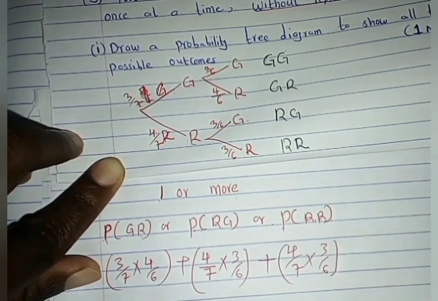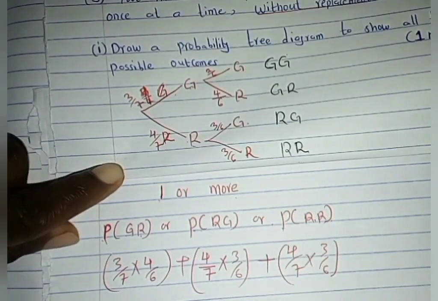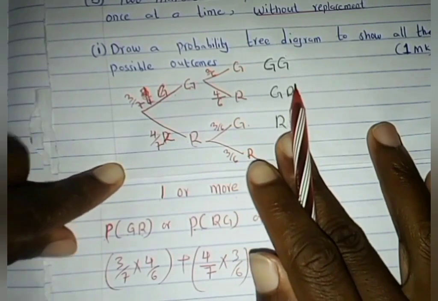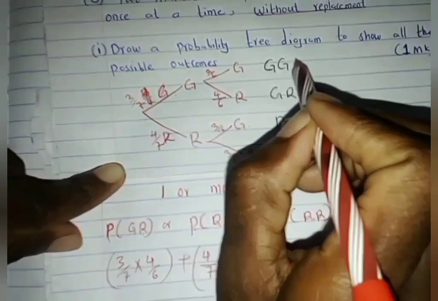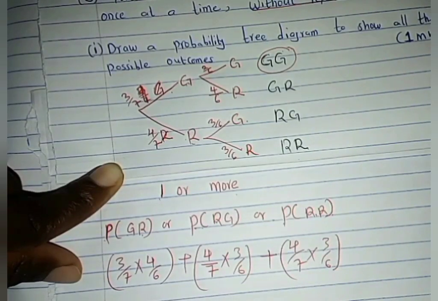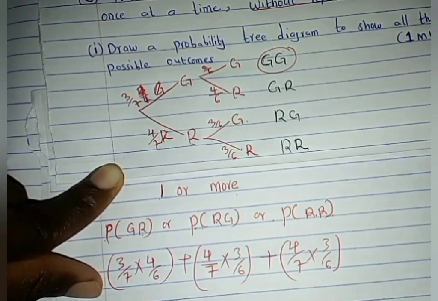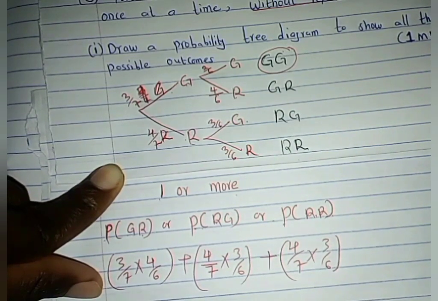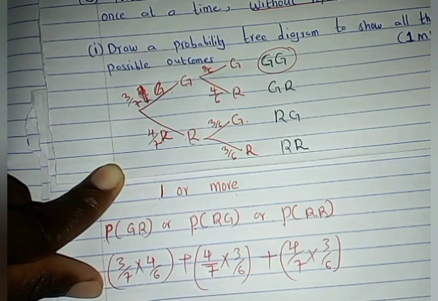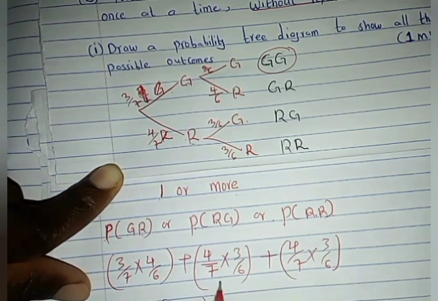Or, because the question says at least one, when you look at the probability diagram, we have only one instance where there's no red. So you can do this question another way: because the total probability is supposed to be 1, you take 1 minus the probability of picking a green then a green, that is 3 out of 7 multiplied by 2 out of 6. When you do this, it's supposed to give you the same answer as the first method.